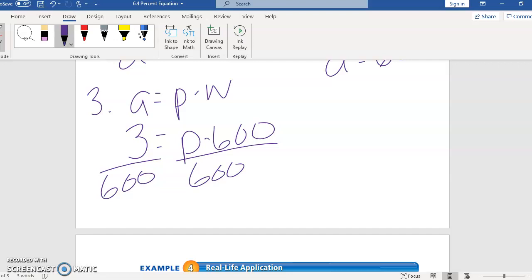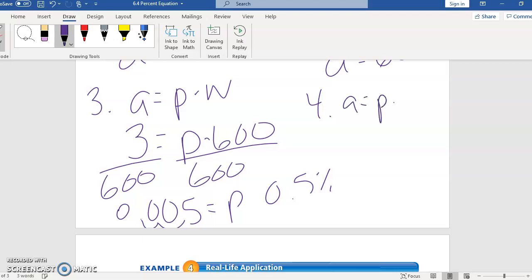So then 3 divided by 600, I'm going to plug that into my calculator. I get 0.005. Now to turn that into a percent, I'm going to move the decimal point over 2 spots. So I really get 0.5%, like a 0.5%. Okay? All right, let's try number 4.